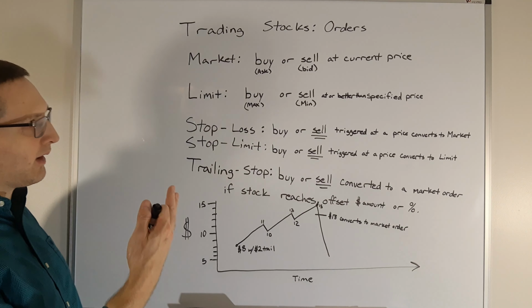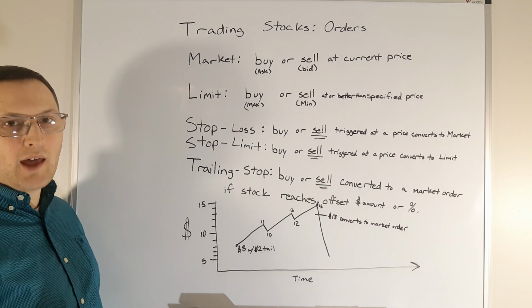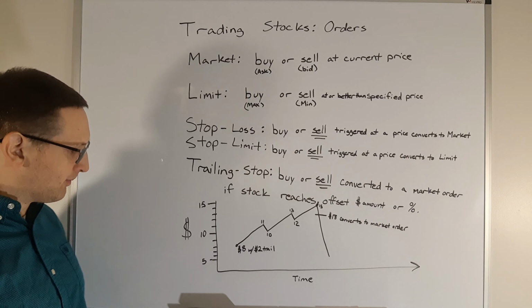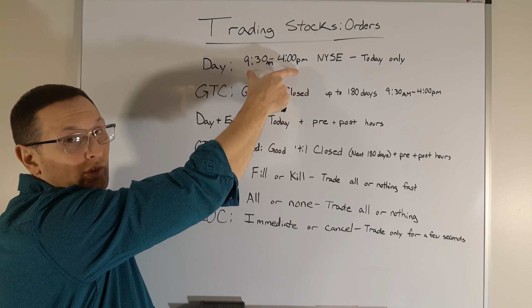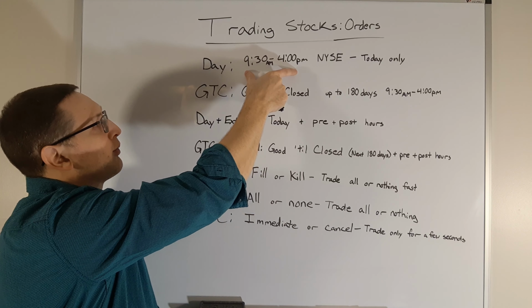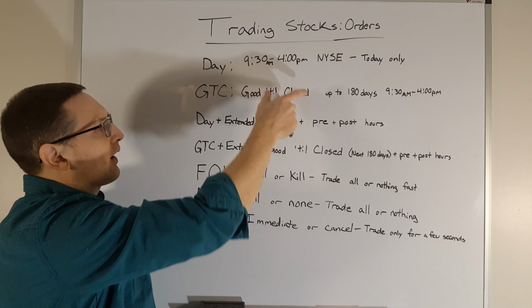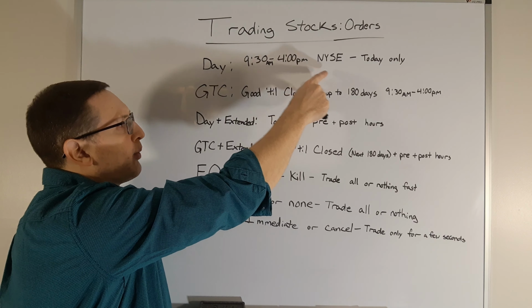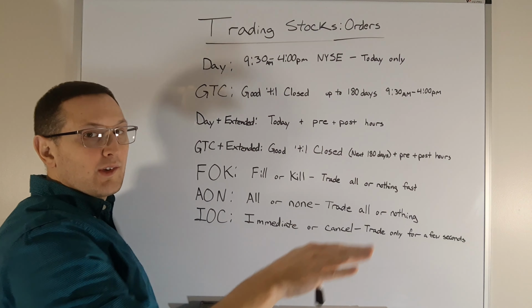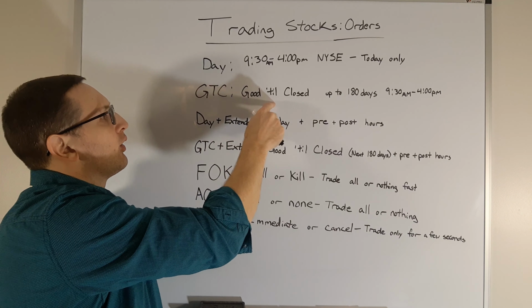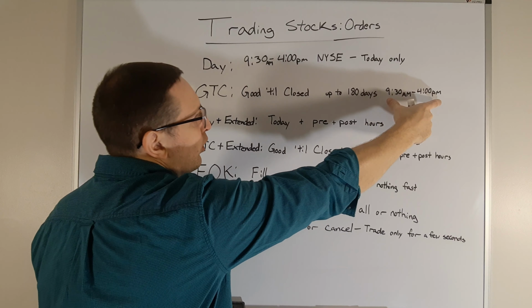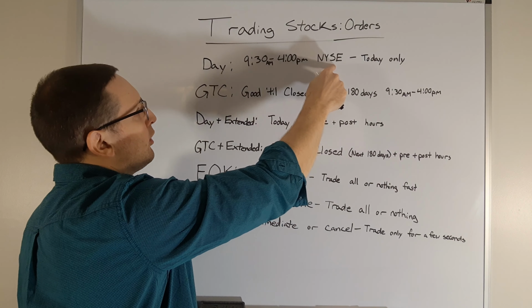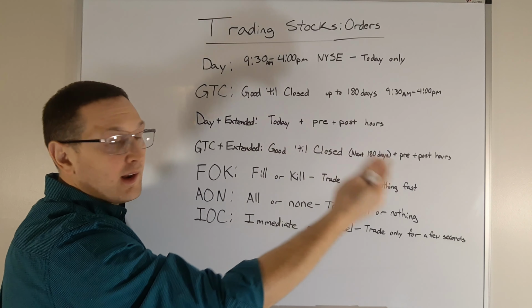But just remember, anytime you buy and sell stocks, you can lose money. Nothing's guaranteed. If you see day, this really means today, normal trading hours. That would be on the New York Stock Exchange from 9:30 to 4 p.m. There are other stock exchanges, but I'm just using that as an example. But after today, that order is canceled. GTC means good till canceled. Sometimes this allows you up to 180 days, and this is just normal trading hours. I'm taking the New York Stock Exchange as an example.